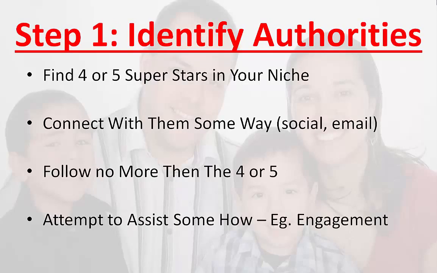Step number 1, identify authorities. What you want to do essentially is find 4 to 5 superstars that are in your niche. You want to connect with them in some way, shape or form, whether that be socially on Facebook or Instagram or Twitter, or simply by sending them ongoing emails to be able to connect with them and grab their attention somehow. Now you don't want to follow any more than 4 or 5 of these superstars, right?